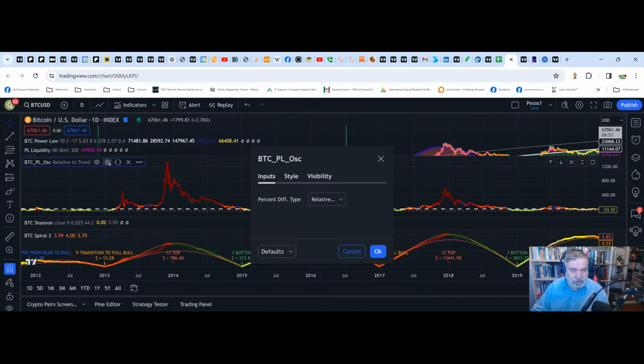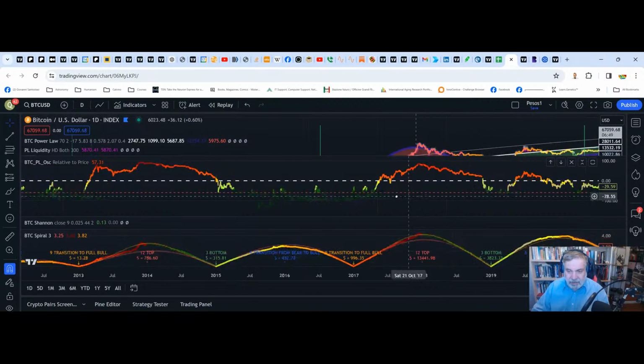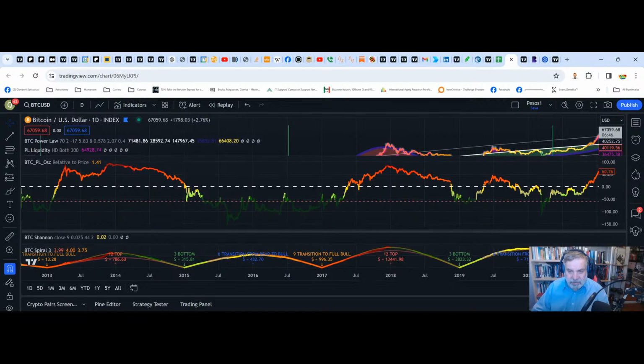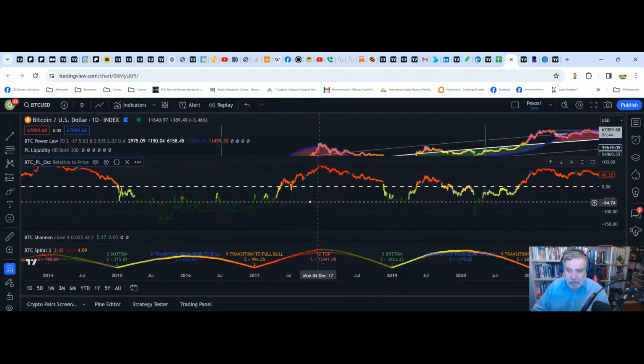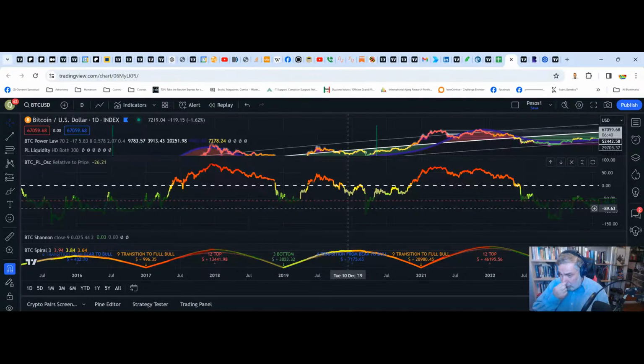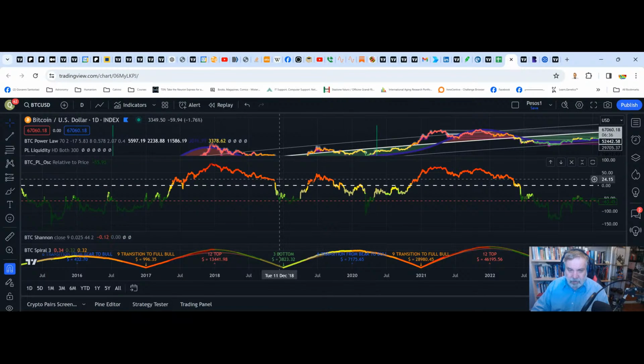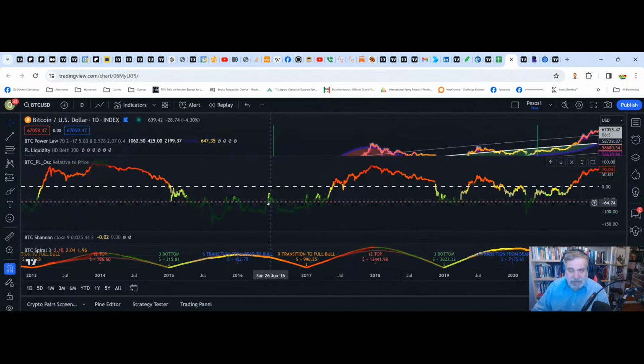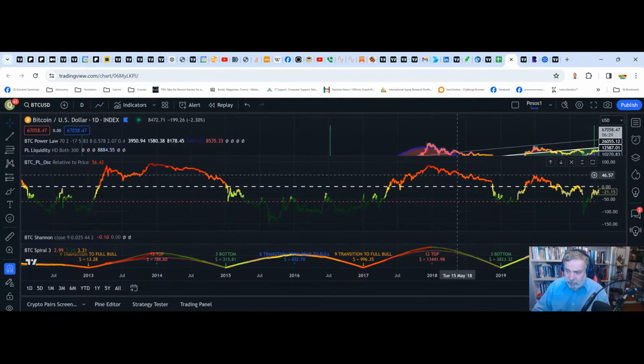Or you can do it in a way where it's relative to the price. And I kind of like this probably the best because it shows a much more uniform pattern. In fact, this is what I use to create the very, very regular pattern of averaging the 3 cycles, because you can see how much more uniform they are.